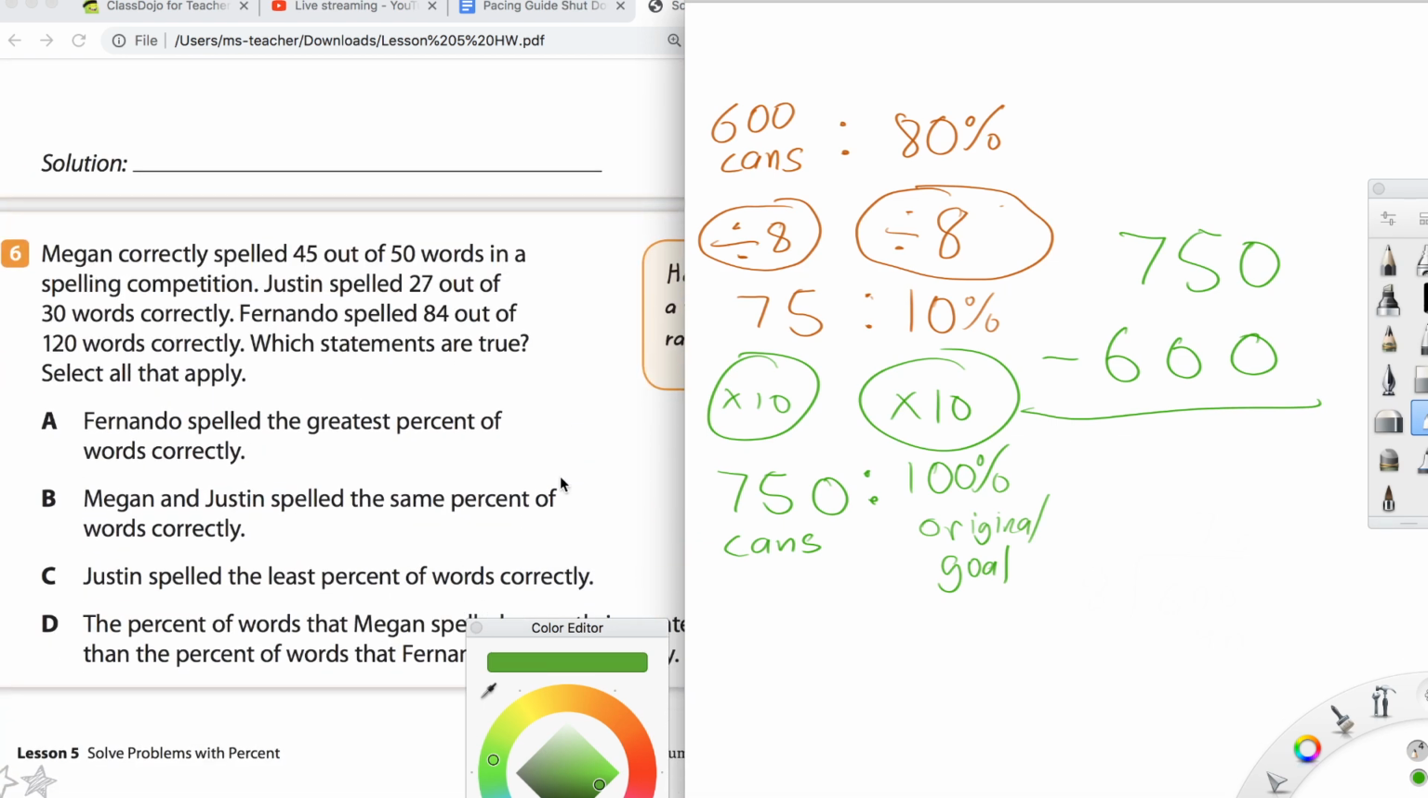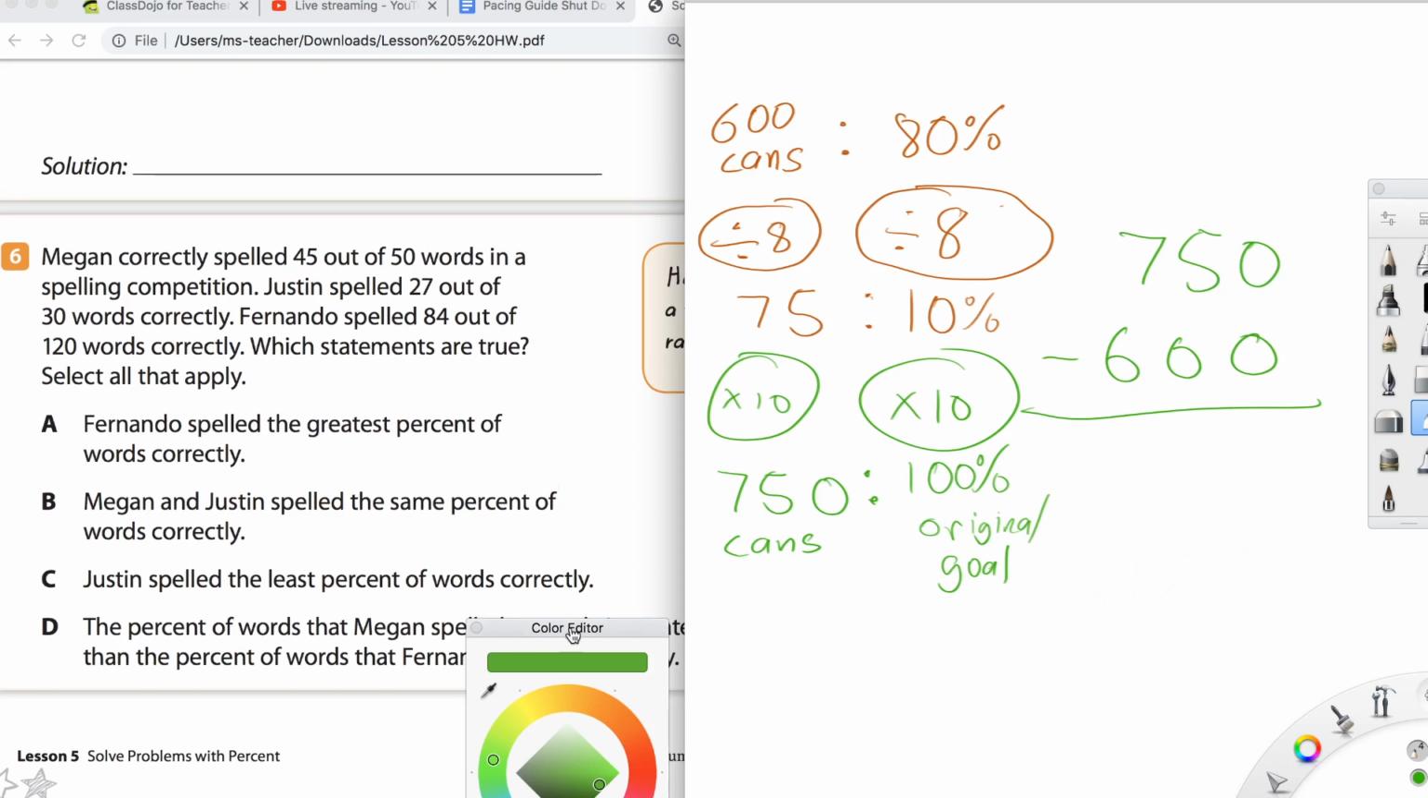All right, let's look at number 6. Whoa, this one's a little bit tricky, I think. Megan correctly spelled 45 out of the 50 words in a spelling competition. Justin spelled 27 out of the 30 words correctly. Fernando spelled 84 out of the 120 words correctly. Which statements are true? Select all that apply. So that means there's probably more than one.